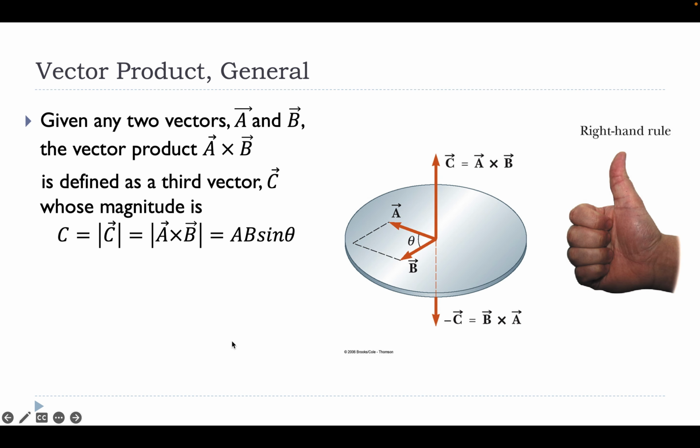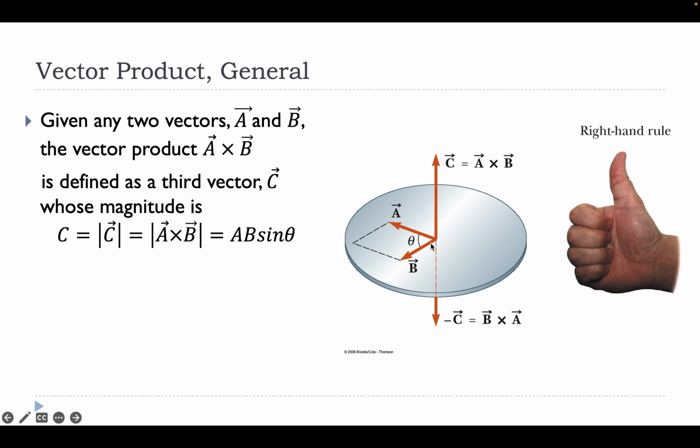So if I'm given any two vectors, say vectors A and B, I can determine the vector product, which is A crossed into B, and it's defined as a third vector. When you multiply the vectors according to the cross product, you get a new vector, and that new vector is perpendicular to the original two vectors. So here's my vector A in the plane of this disk, and vector B, which is also in the plane of the disk.